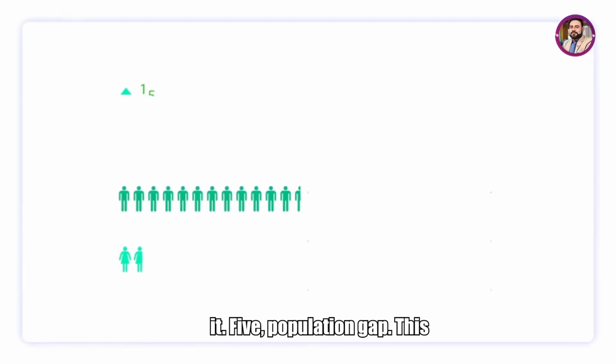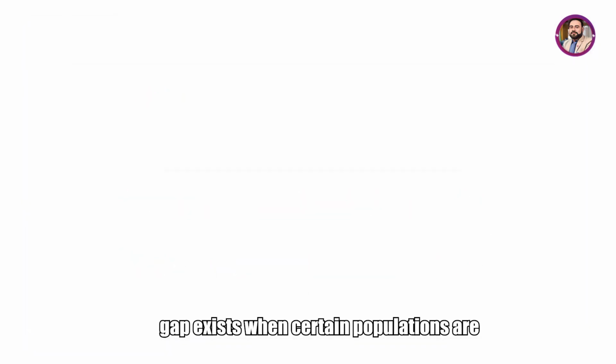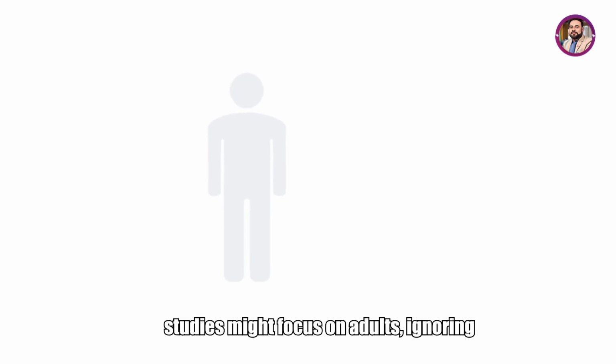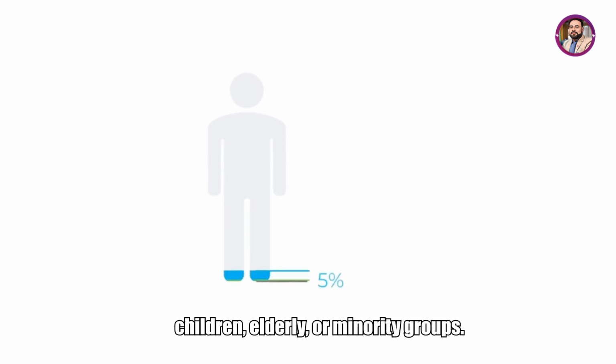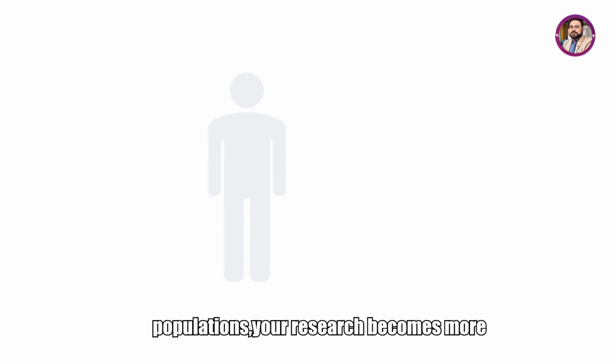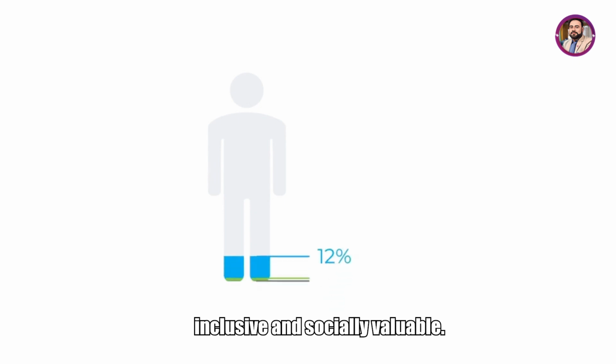5. Population gap. This gap exists when certain populations are underrepresented or excluded from research. For example, most health studies might focus on adults, ignoring children, elderly, or minority groups. If you focus on those neglected populations, your research becomes more inclusive and socially valuable.